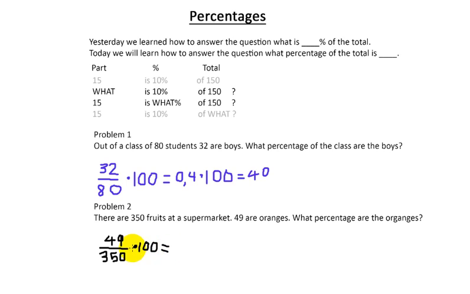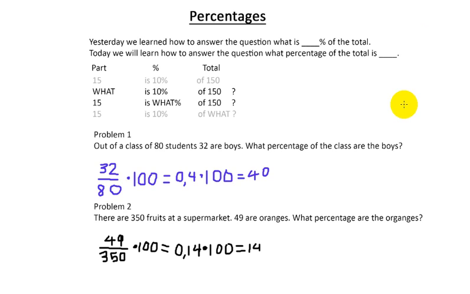If I do 49 divided by 350, the way we showed over the past few weeks, we would find 0.14. And I need to multiply that by 100. So what I would get is 14. So 14% of the fruits are oranges.